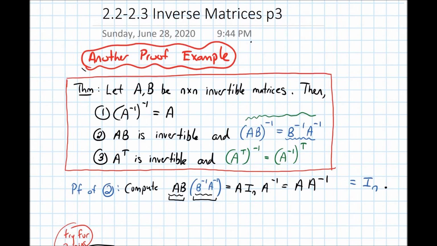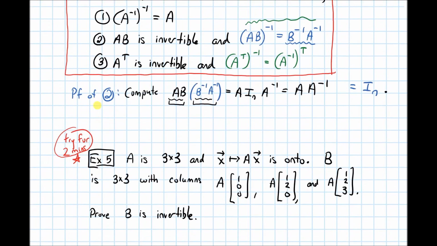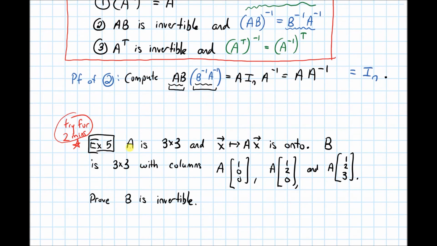Okay, so we are ready to take on this next example, this proof problem. So A is 3 by 3, and the transformation that maps a vector x to A times x is onto. So the transformation associated with A is onto. And B is a 3 by 3 matrix as well, and the columns of B are A times the vector (1, 0, 0), A times the vector (1, 2, 0), and A times the vector (1, 2, 3). And I want to prove that B is invertible.